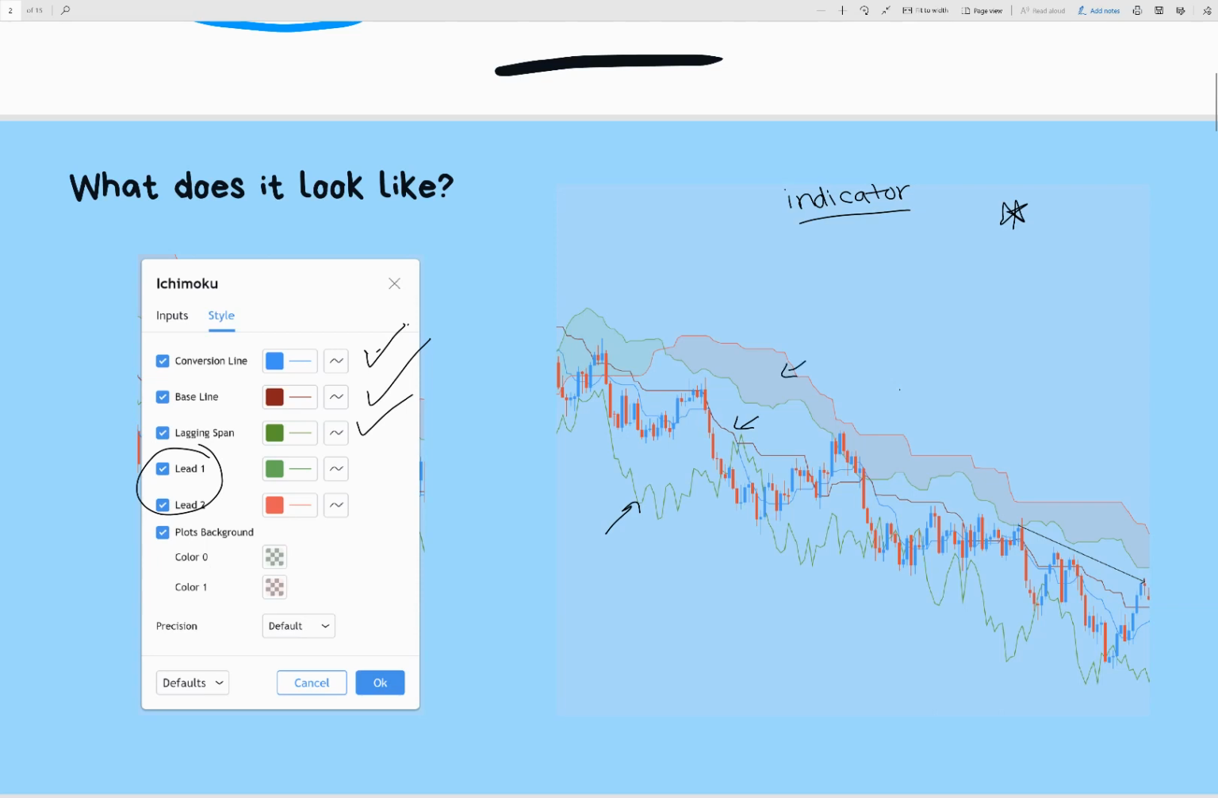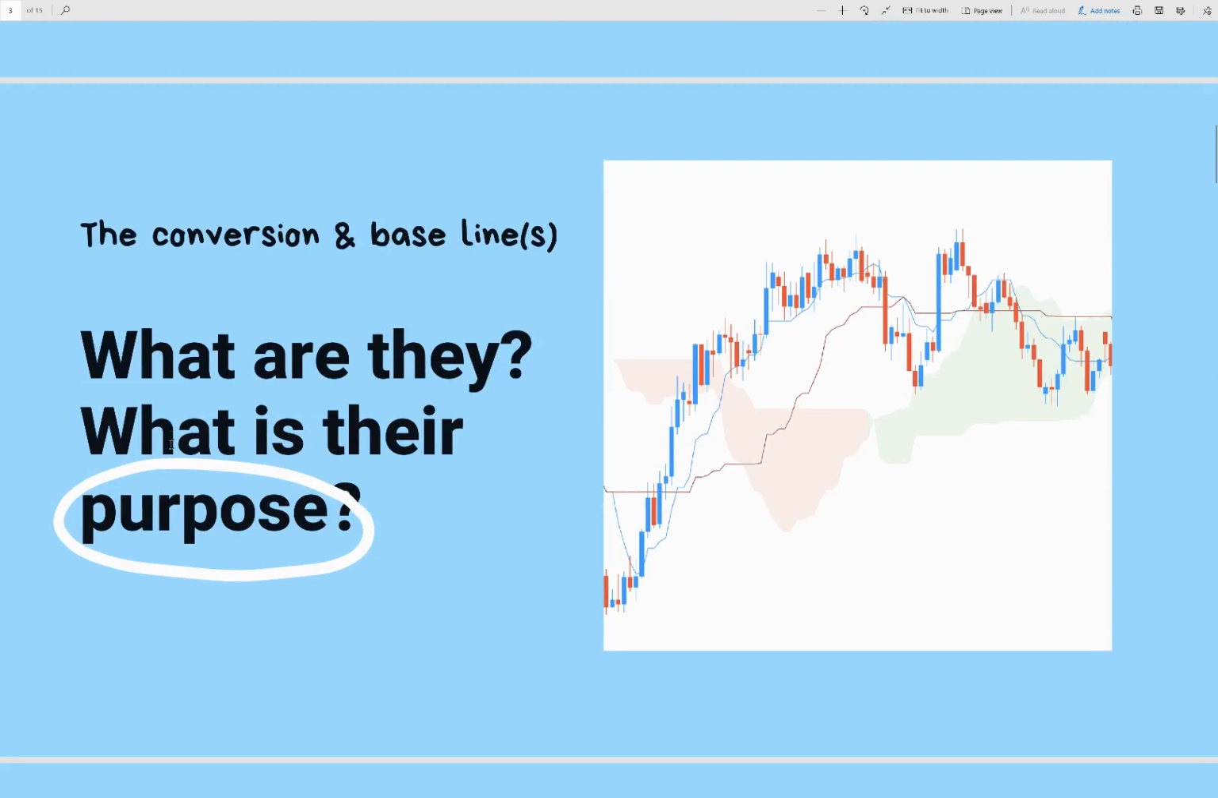Okay, so I know it looks like a mess. I know it all sounds confusing. It's really not. We're going to get into it shortly and I'll simplify it for you.